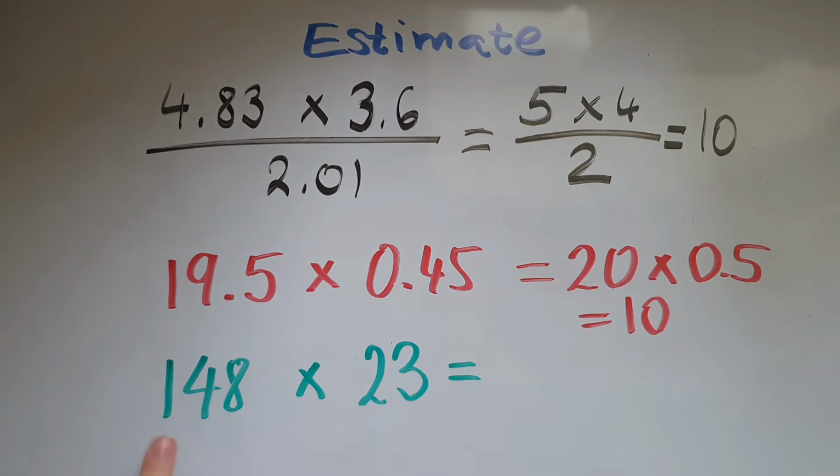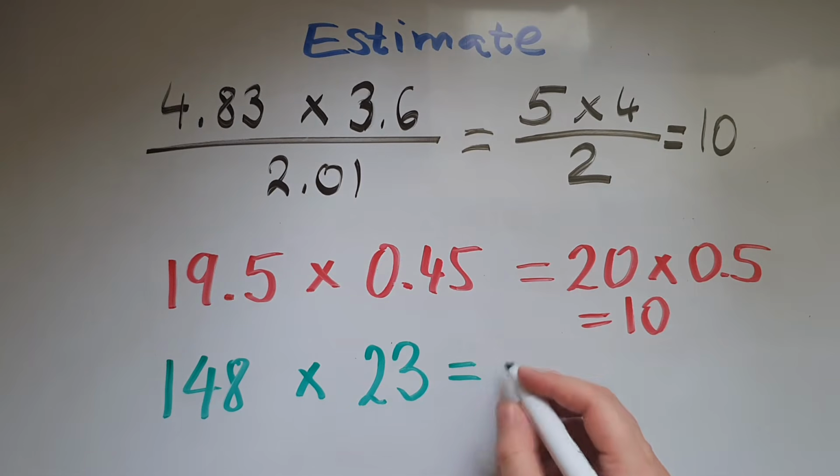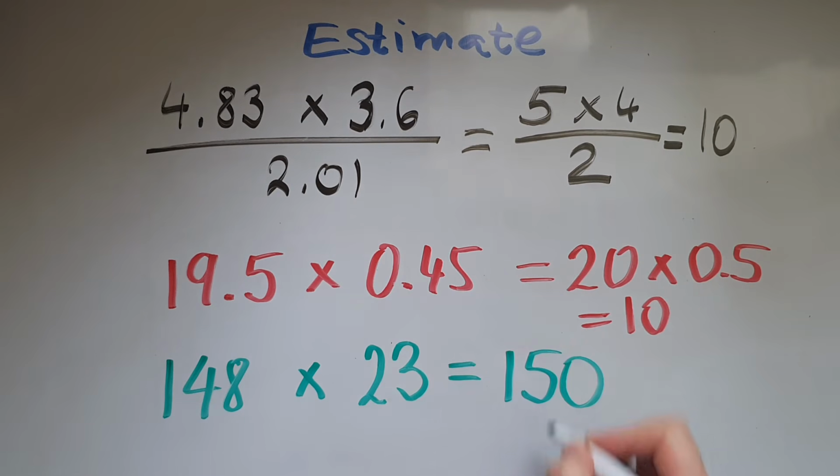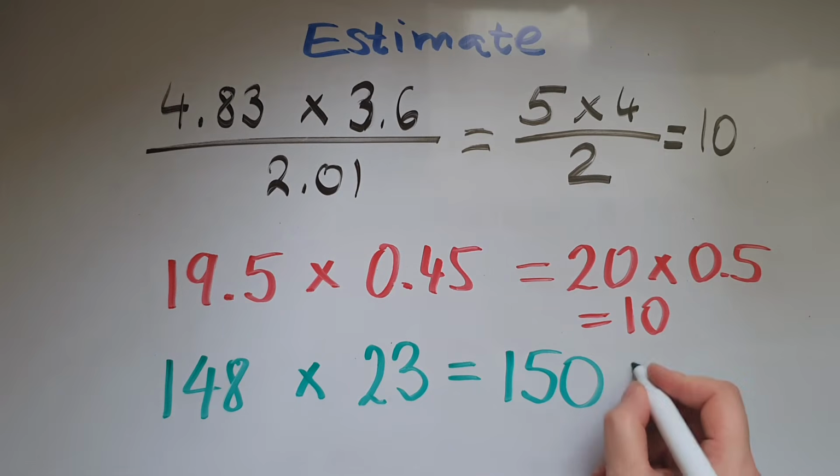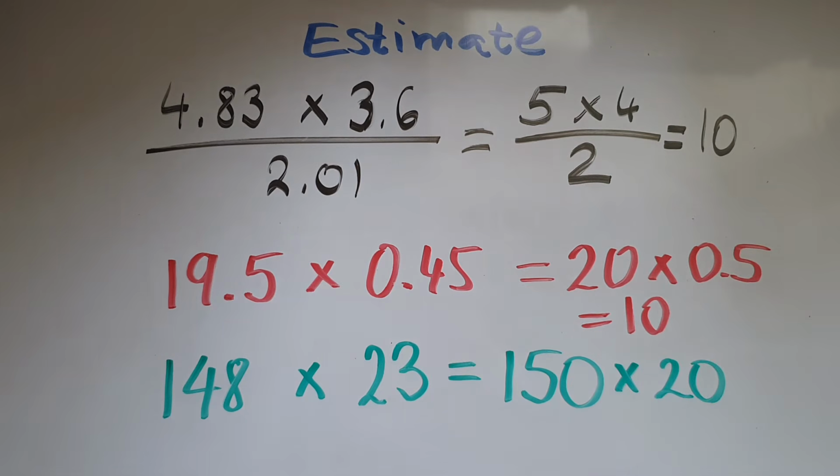Looking at the next one, we've got 148 times 23. So 148, I'm going to round that to 150. And 23, I'm going to round it to 20. So how can we work this out? 15 times 2, or 2 times 15, is 30. Then we add the 2 zeros, which means multiplying by 10 and by 10 again, which is the same as saying multiplying by 100. So that gives us 3000 as an answer.